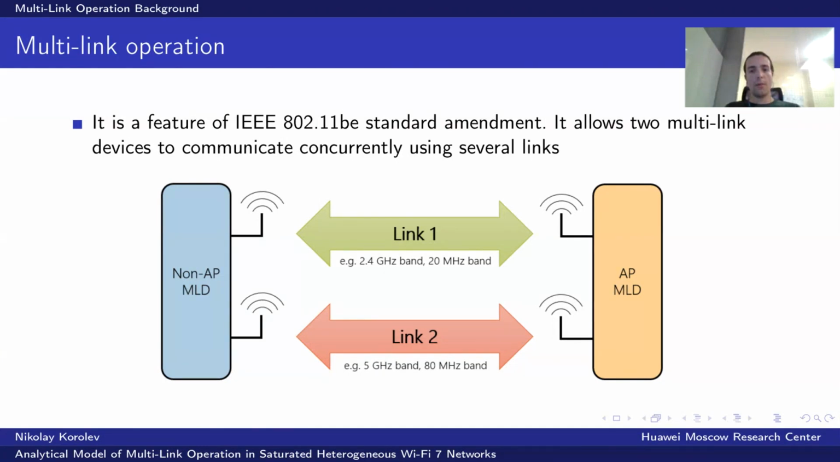Using the multilink feature, we can send a single data flow using different channels, which can be located even in different bands. For example, here you can see that link 1 belongs to the 2.4 gigahertz band, and link 2 belongs to the 5 gigahertz band. They can also have different bandwidth. Multilink operation provides a quite flexible and promising tool for throughput increase and latency decrease.